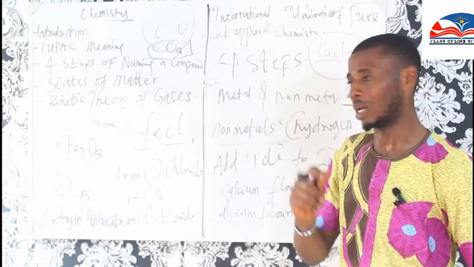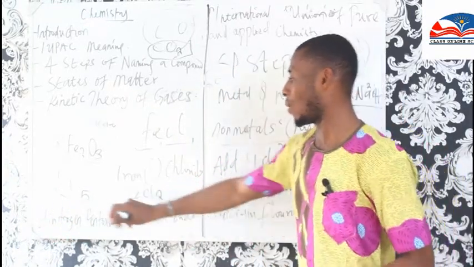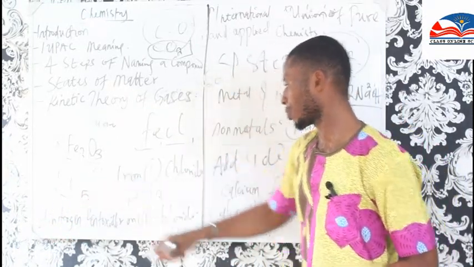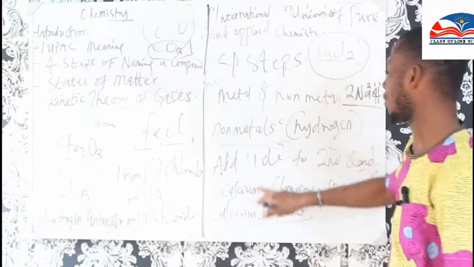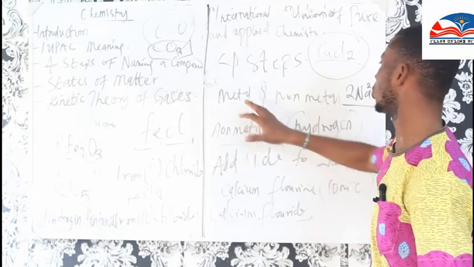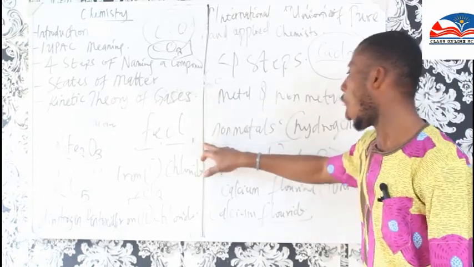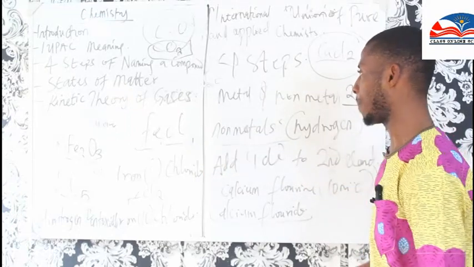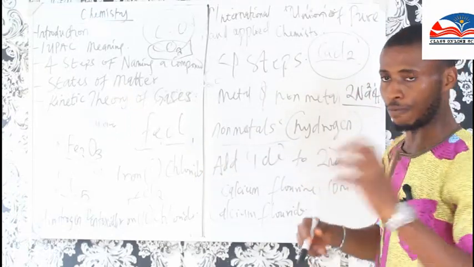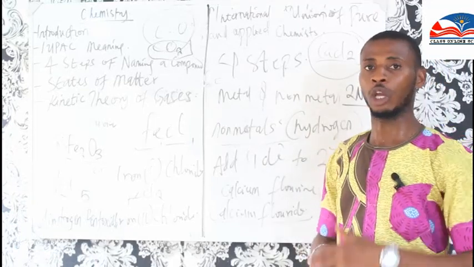Now we need to make sure that we know when to add our prefixes, when to have our suffixes IDE, and to know whether it is an ionic compound or a molecular compound. That is the first step of naming a compound. Let us go into state of mind.